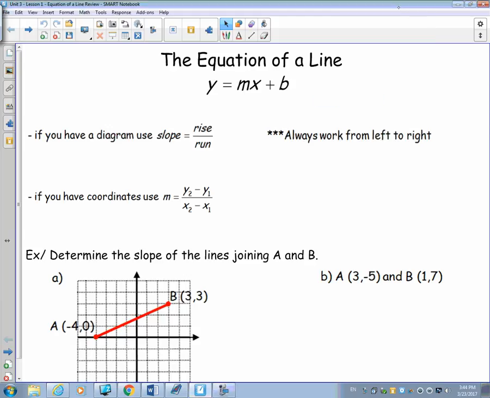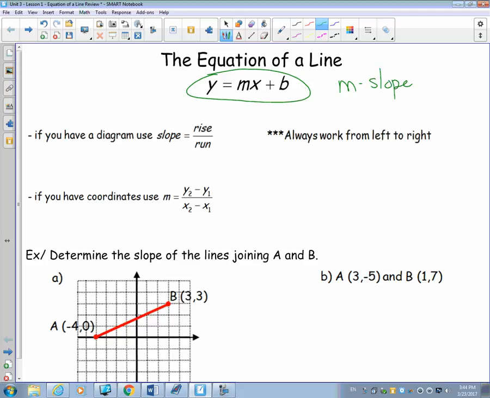In this lesson, we're going to examine some of the ideas and go over some of the concepts from grade 9 that we need in order to look at our next unit, which is called analytic geometry. Some of the big ideas are about the equations of lines. For us, the equation of a line is given by y equals mx plus b. m is our slope, and b is our y-intercept. And we'll talk about slope first.